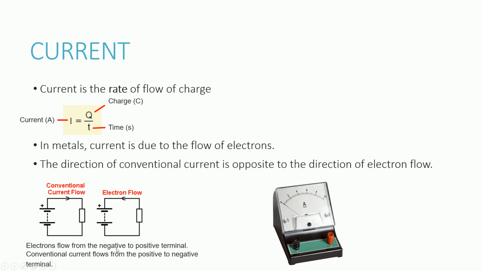For your course, all you need to know is that electrons flow and the conventional current is always going in the direction that is opposite to the electron flow, and current is defined as the rate of flow of charge, and you have this formula up at the top that you need to learn.